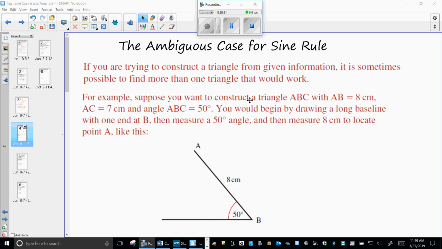Because I don't know how long this is. I know this angle is fixed, so that has to be there, and I know this length is fixed. So it can either be that angle or that angle, which is less than it, because it's only going to hit it at a certain point. Do you understand that?